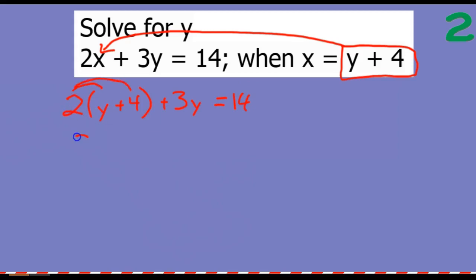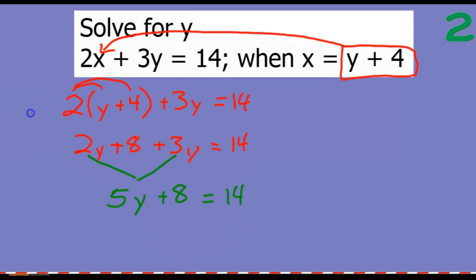Now the first thing we got to do is distribute this 2. So 2 times y gives us 2y. 2 times 4 gives us 8. We still have the 3y equals 14. Now what I see on this side is that I have 2 y's. So we're going to take those 2 y's and combine them. So 2y plus 3y gives us 5y plus 8 equals 14.